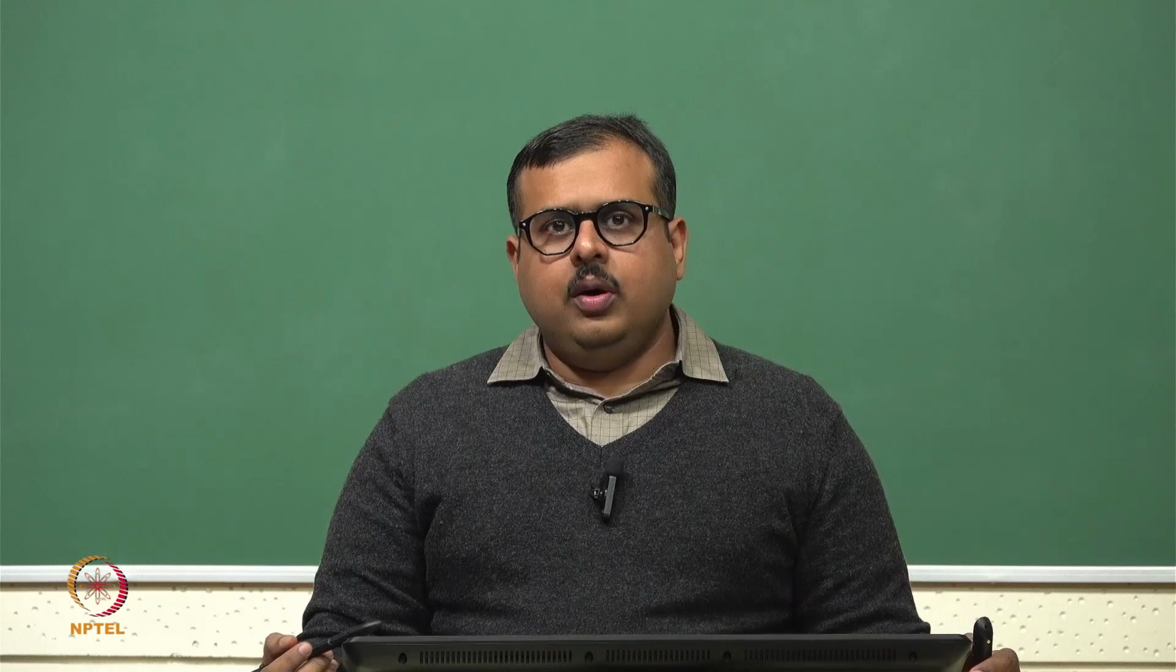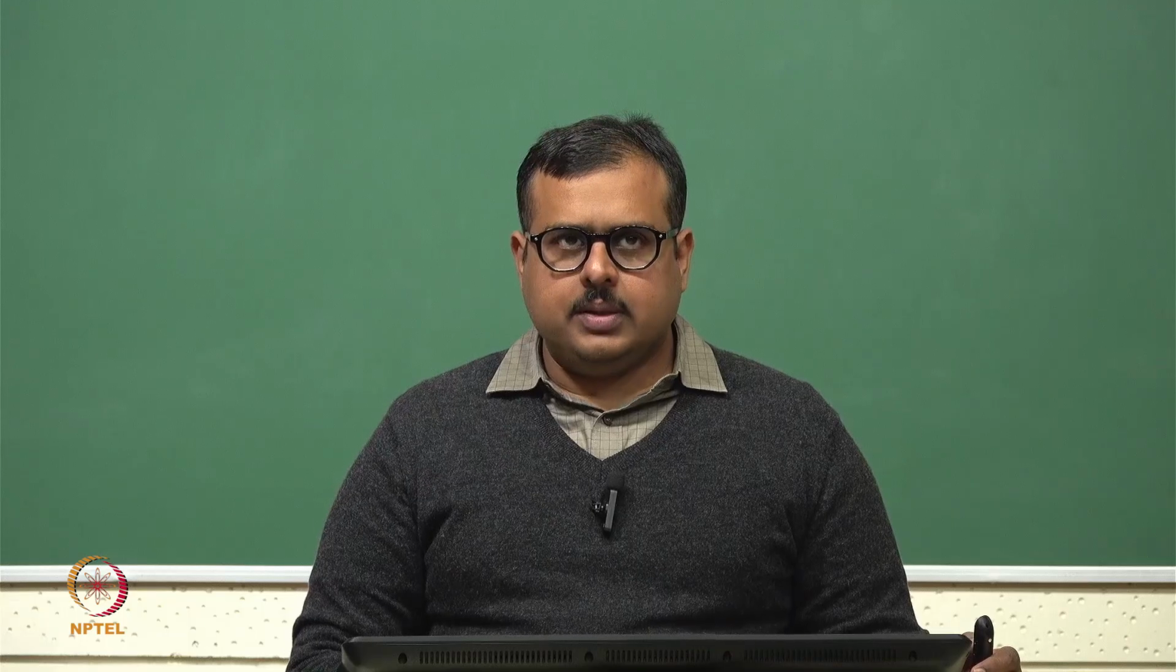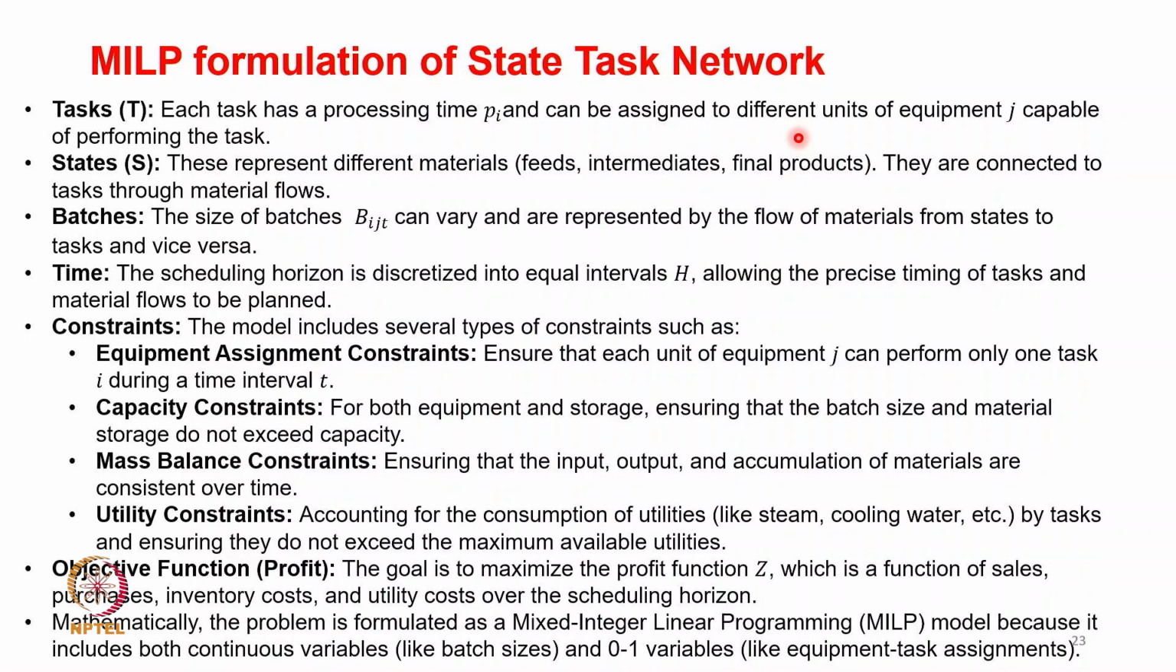So now, how to solve this problem in a state task network optimization formulation. Look at the case. We have tasks T, each task has a processing time P, which is assigned to different equipment J capable of performing that task. Then you have states S, which could be different materials, intermediates or products. They are connected through material flows, and you have multiple batches, and the size of the batches is B_ijt, which varies and is represented by the flow of material and time.